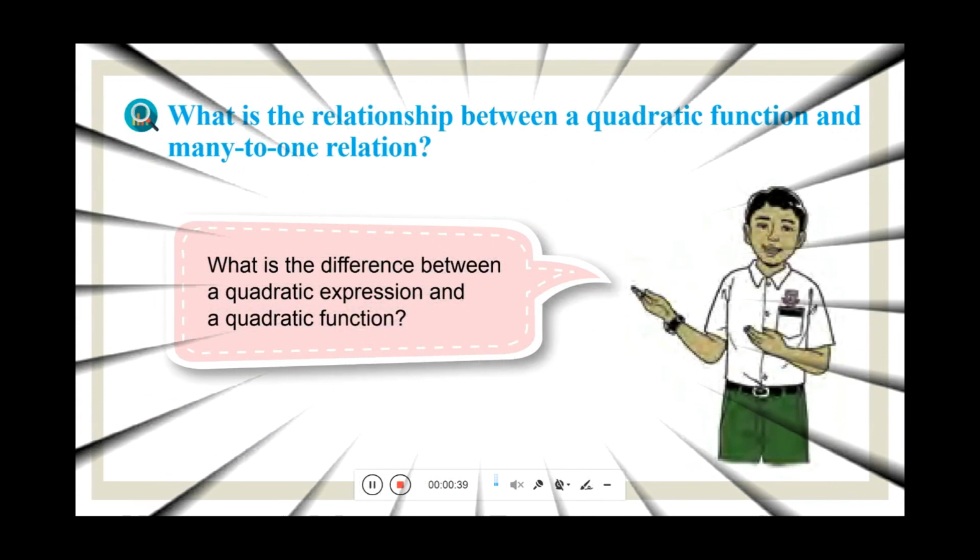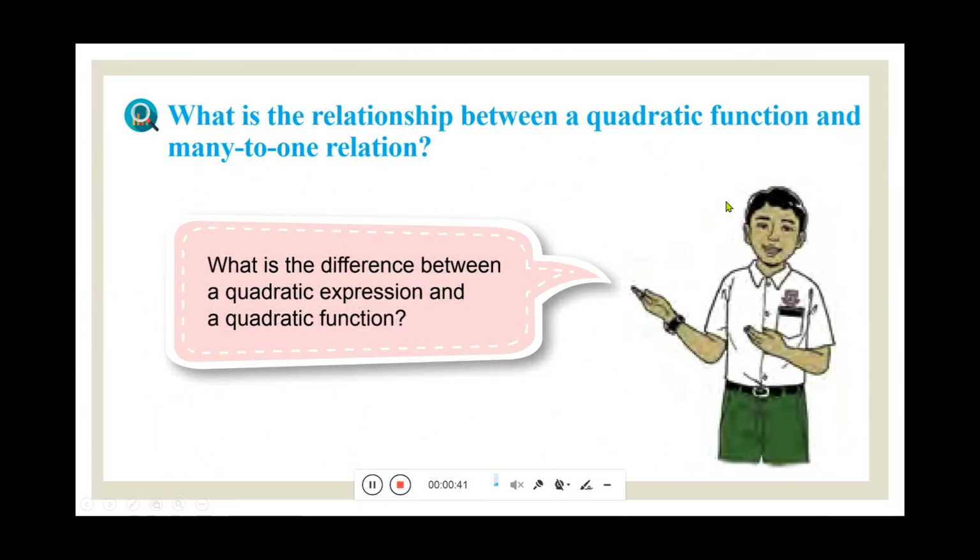The relationship between a quadratic function and many-to-one relation. So first of all, we are going to look at quadratic function. There are a lot of names that you are going to encounter later on. First, you are going to see what is a quadratic expression. We have quadratic function, so it's two terms that are totally different.